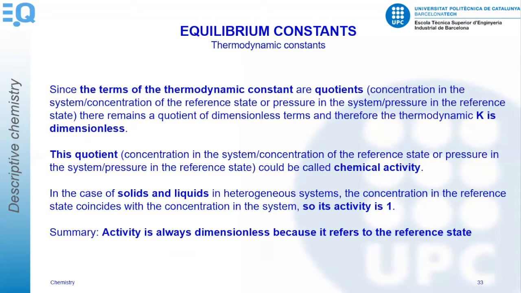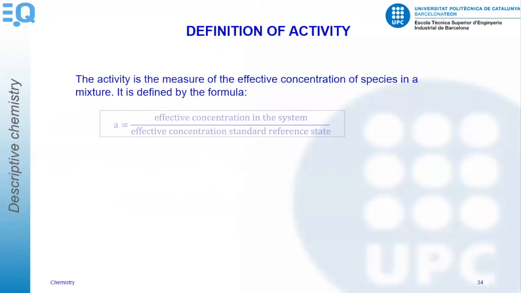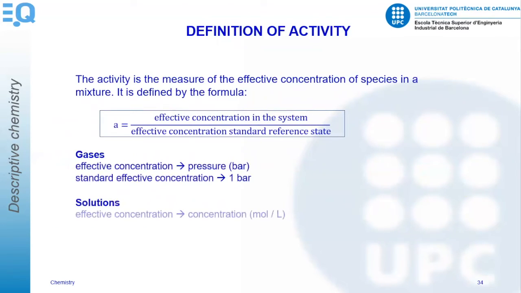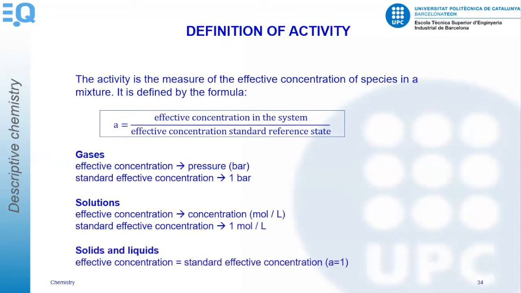This quotient can also be called chemical activity. As we just explained, it is the quotient of the effective concentration in the system divided by the one in the reference state. In gases, this effective concentration is just the pressure in bars, and in solution, the concentration expressed in moles per liter. In solids and liquids, the activity is always 1, because the concentration in the system coincides with the one in the reference state.